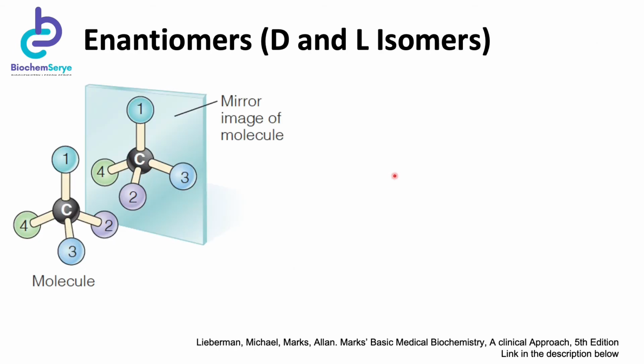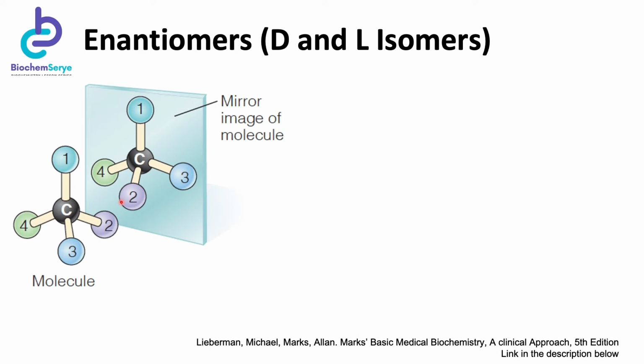Next type of isomerism is enantiomerism, also known as D and L isomerism. As we all know, a carbon atom that contains 4 different chemical groups forms an asymmetric or chiral center. The groups attached to the asymmetric carbon can be arranged to form 2 different isomers that are mirror images of each other but are not superimposable.